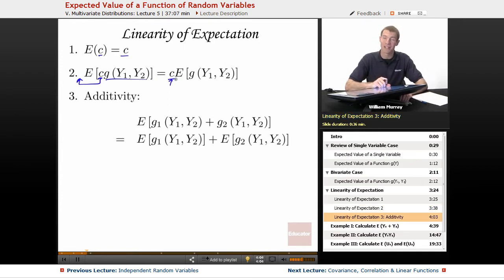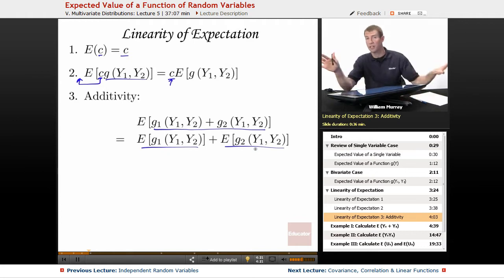Even more useful is additivity. If you have a sum of two functions and you want to find their expected value, what you can do is calculate their expected value separately and then just add them together. So that's extremely useful if you're trying to find the expected value of something plus something else. Just find their expected values separately and then add them together. We'll see some examples when we get to the problems of how that can be really useful. It can save you doing a lot of very complicated integrals and sometimes reduce them to much simpler integrals.